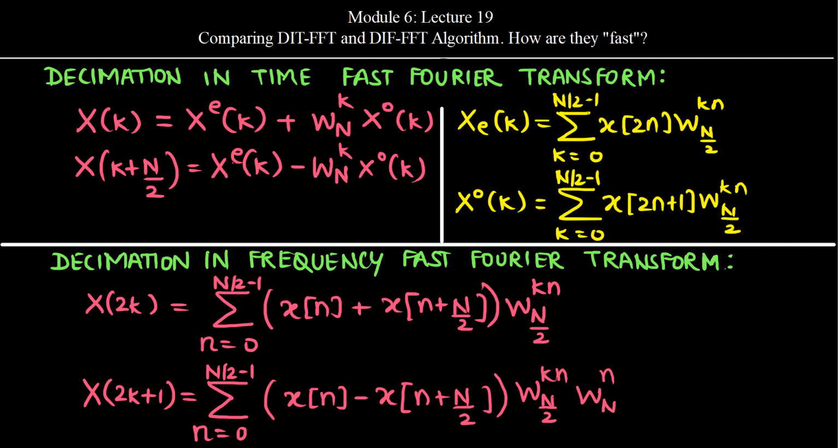In the previous lectures, we have been looking at the faster implementation of discrete Fourier transform, and we had seen two algorithms, that is decimation in time fast Fourier transform and decimation in frequency fast Fourier transform. So in this lecture, let us try to compare both of these approaches.